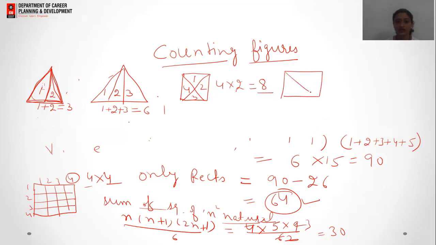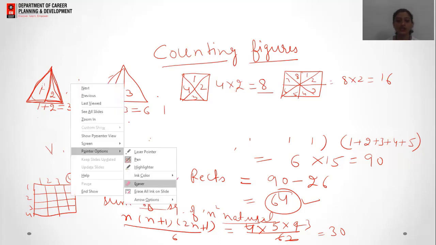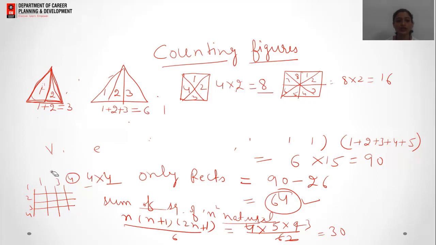And if the figure is like this, then 1, 2, 3, 4, 5, 6, 7 and 8. Total 8 numbers are there. So 8 into 2, 16 triangles will be there in the given figure. So in this way, you can find out the number of triangles in the given figure.